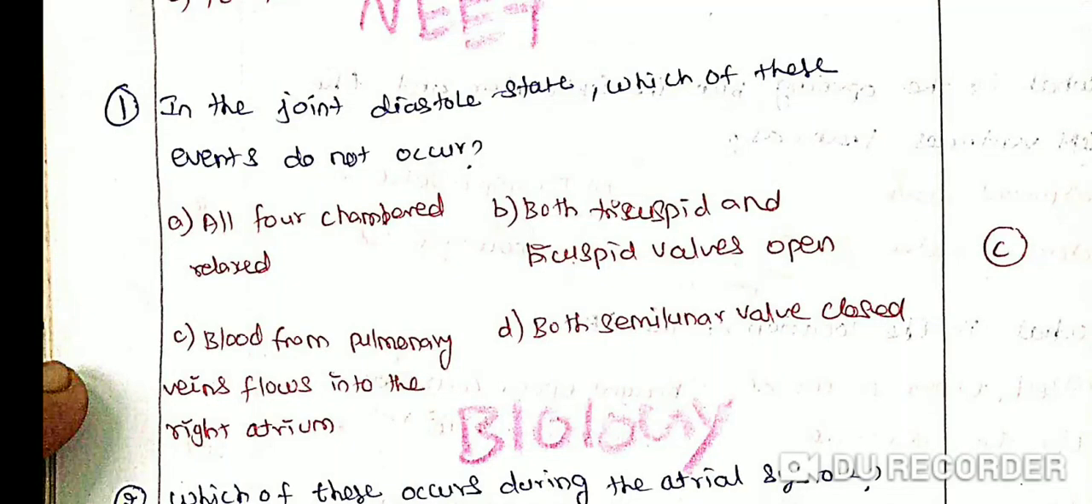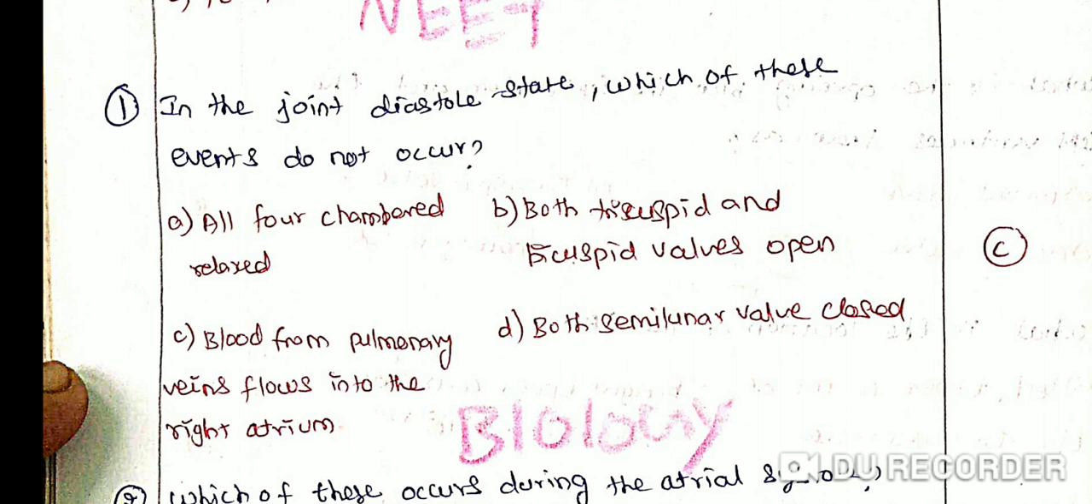In the joint diastole state, which of these events do not occur? Option A, all four chambers are relaxed. Option B, both tricuspid and bicuspid valves are open. Option C, blood from pulmonary valve flows into the right atrium. Option D, both semilunar valves are closed.